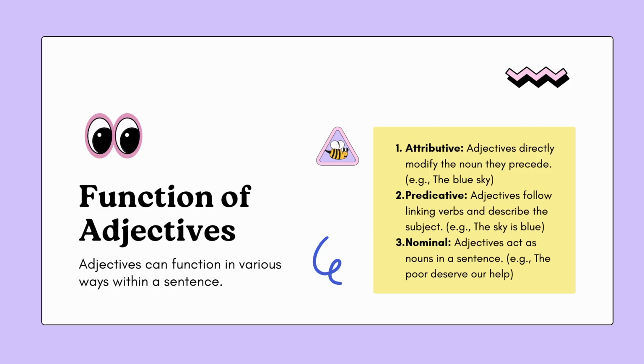Function of adjectives. Adjectives can function in various ways within a sentence. Attributive function: adjectives directly modify the noun they precede, for example, the blue sky. Predicative function: adjectives follow linking verbs and describe the subject, for example, the sky is blue.